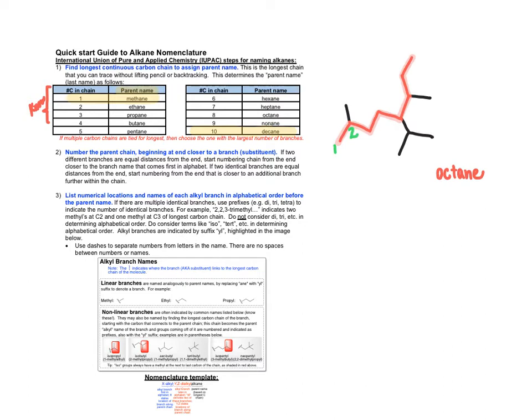If we started numbering from the other end of the chain, 1, 2, 3, the first branch would come off at carbon number 3 of the chain. And that's not the way we want to go with this, because putting a branch at carbon number 3 is inferior to putting the branch at carbon number 2, because we want to start numbering the carbon chain beginning at the end closer to a branch.